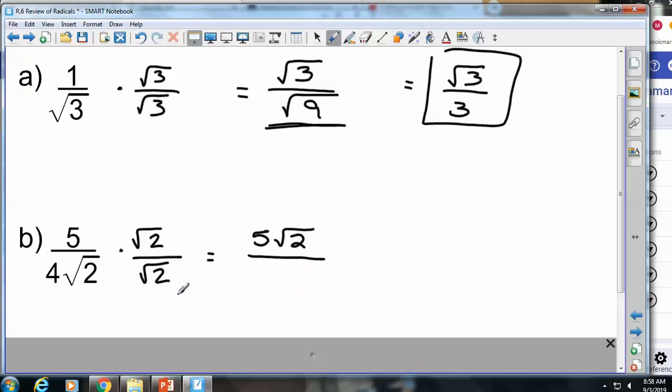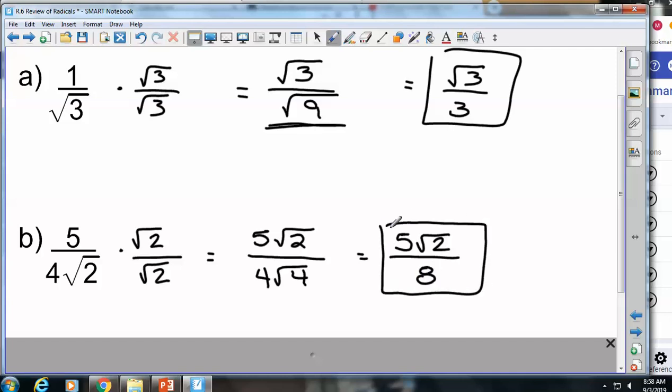On the bottom, 4 radical 2 times radical 2. What's that become? So 5 radical 2, there's nothing I can do there. On the bottom, what is the square root of 4? 2. So this is like 4 times 2, which would be 8. And that's in my book.